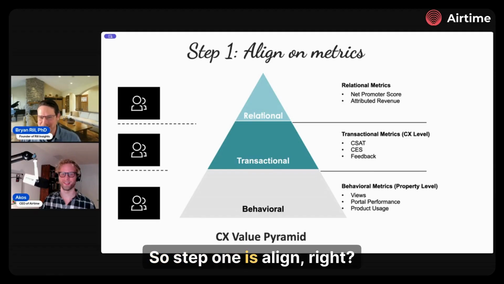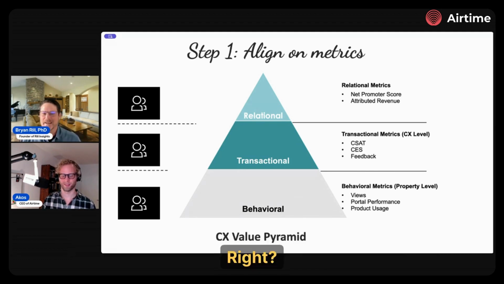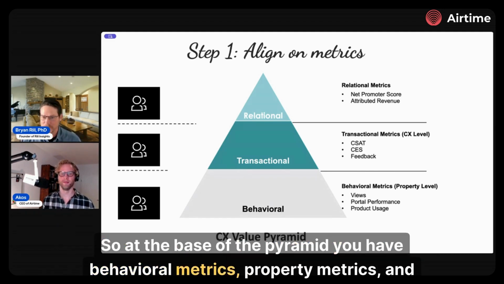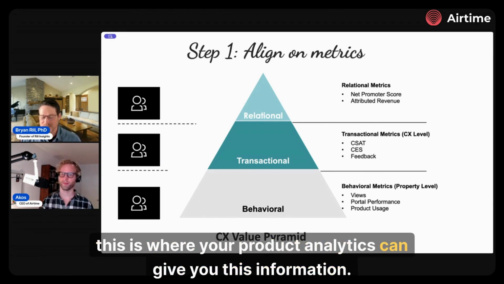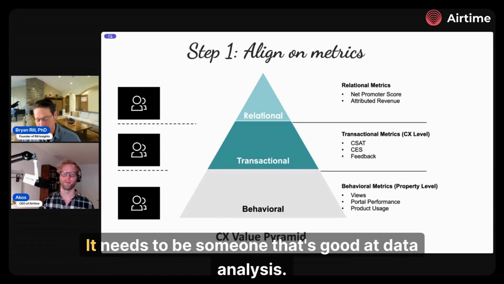So step one is align, right? What are you measuring and who owns these things? At the base of the pyramid, you have behavioral metrics, property metrics, and this is where your product analytics can give you this information. So that's the system to gather this data, and you've got to figure out who's going to do it. It needs to be someone that's good at data analysis, I can tell you that.